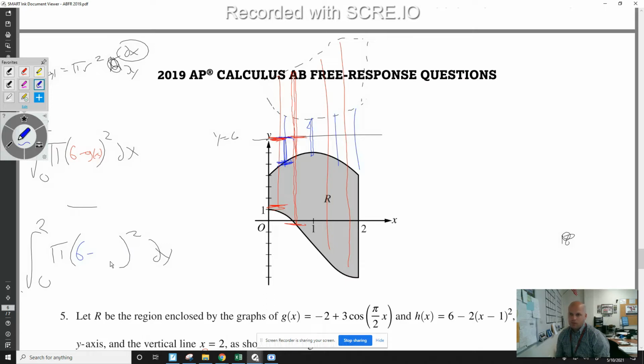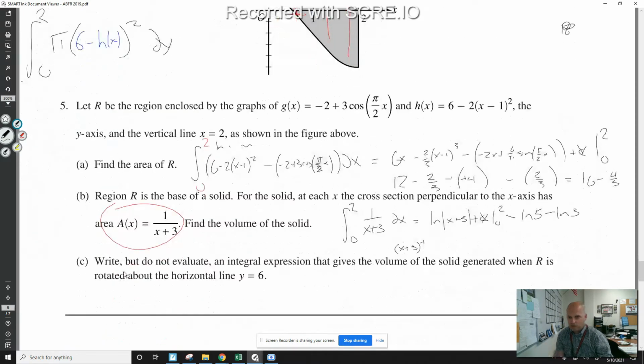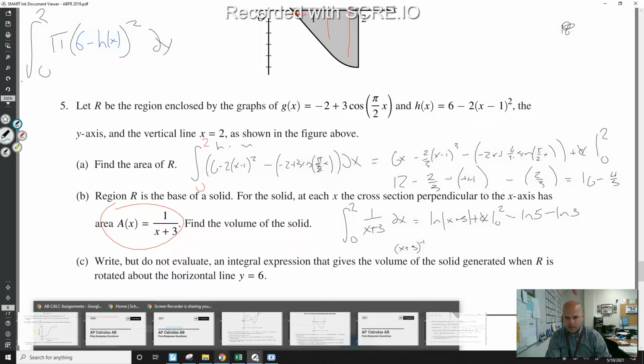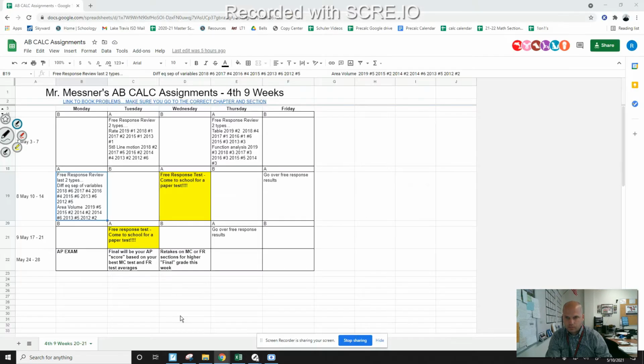And you are done. You don't have to write in the formulas for h or g because they're defined here. And you don't have to evaluate this. It would obviously be very, very tedious. You wouldn't be able to do it by hand. So you're done here. So that's great for these. We just leave it like that. Now let's go ahead and look at the scoring guidelines.